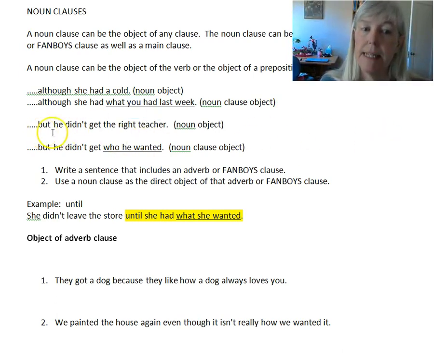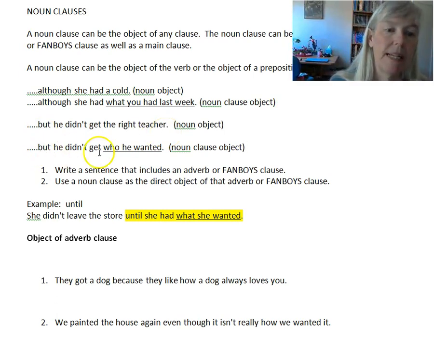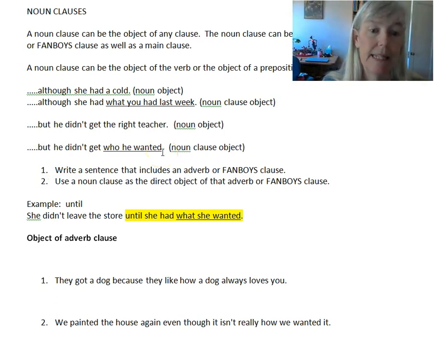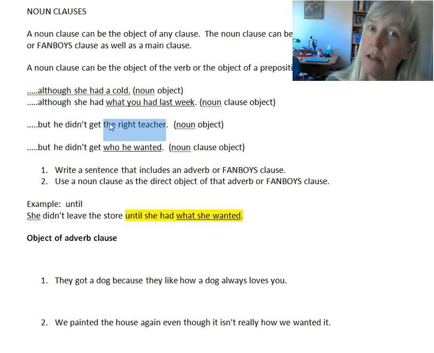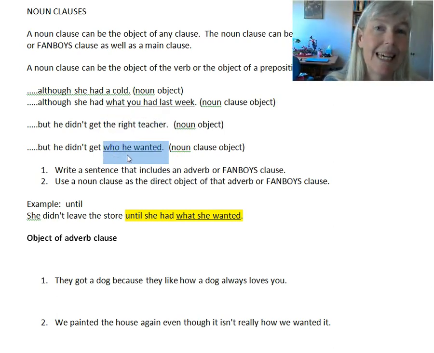But he didn't get the right teacher. But he didn't get what? The right teacher. But he didn't get who he wanted. But he didn't get what? Who he wanted. In both cases, it's the object and it's a noun. The right teacher is just a regular noun. Who he wanted is a noun clause. Note the subject and verb, he wanted. You have a subject and verb, you have a clause. If it's a subject or object of the sentence, it is a noun clause.